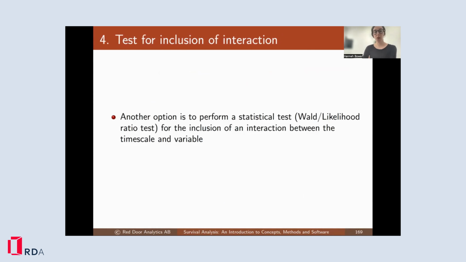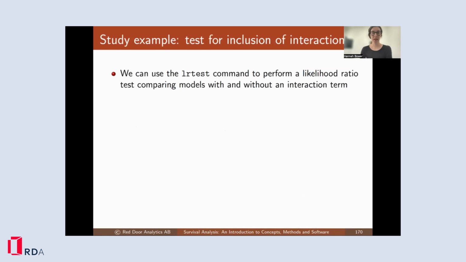So another way to assess the proportional hazards assumption is to perform a statistical test, such as a Wald or likelihood ratio test, for the inclusion of an interaction between the timescale and the variable. If we go to our study example and look at Stata, we can use the lrtest command to perform a likelihood ratio test, comparing the models with and without an interaction term. We will start by using the streg command. Here I've got an option qui, which stands for quietly. It just means that there would be no output in Stata from this. It would run this model in the background, but not give you the output that we normally would see.